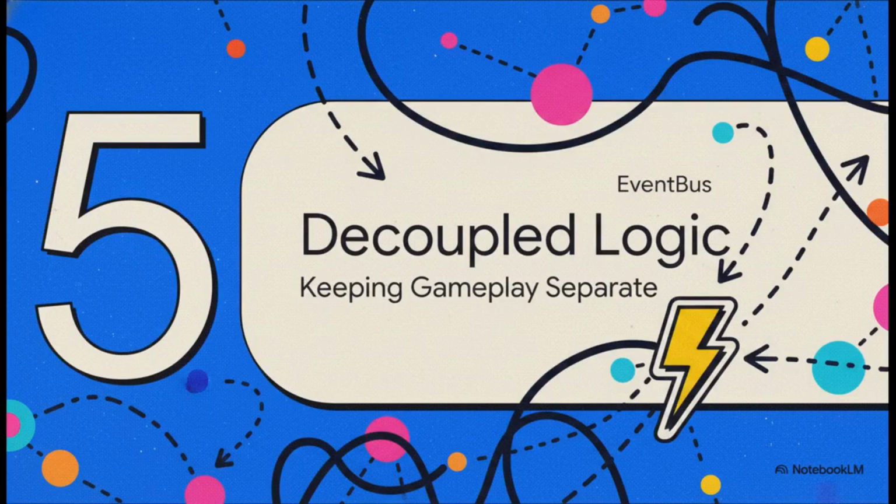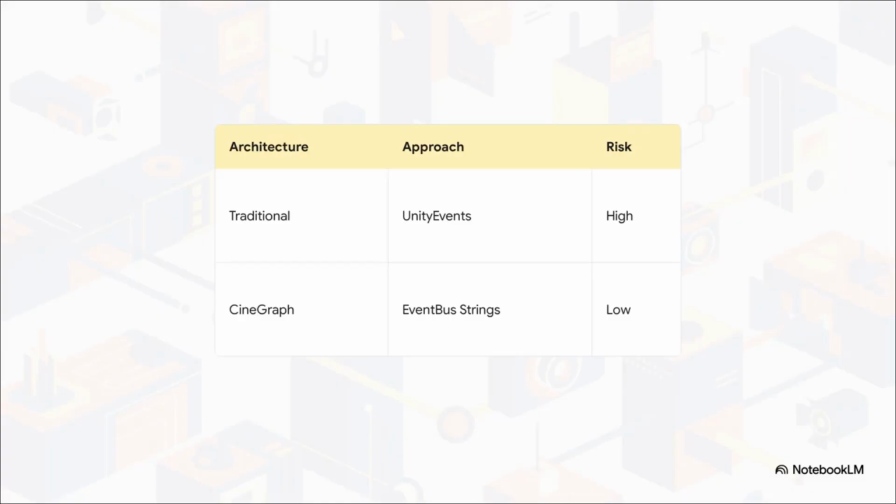Section 5. Decoupled logic using the event bus, keeping your gameplay entirely separate from your cutscenes. Traditionally, you'd tightly couple your logic using direct Unity events, dragging references from your quest manager directly into the cinematic in the scene hierarchy. The risk of breaking this, or just causing massive level bloat, is sky high.